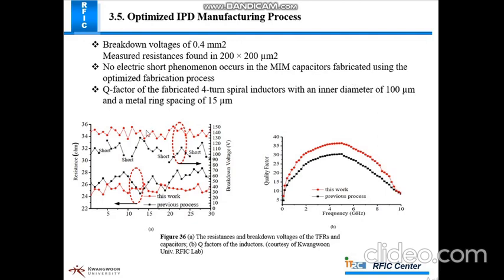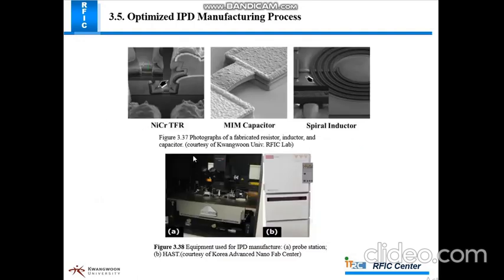And the Q factor of the fabricated 4-turn spiral inductor with an inner diameter of 100 micrometer and metal line spacing. So in this figure we can see there is no failure, no electric short circuit, and this work has minimized the resistance compared to the previous work, and quality factor is also increased. Here you can see the previous work. So here is our photograph of the fabricated resistor, inductor and capacitor, and we use the equipment for the manufacturing probe station.